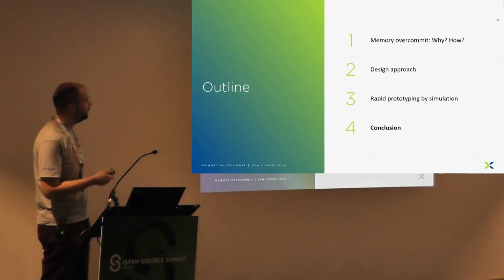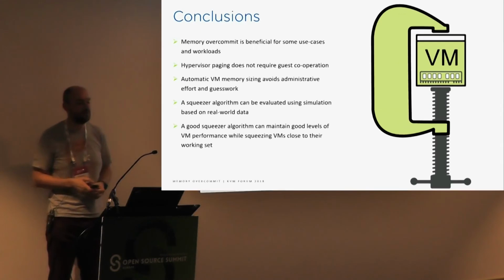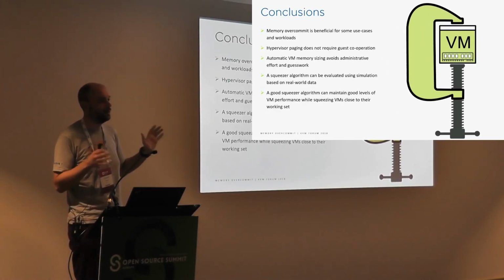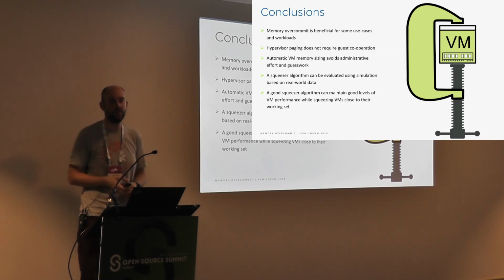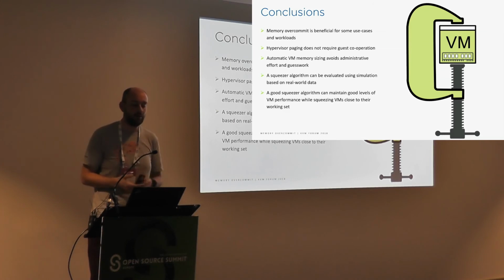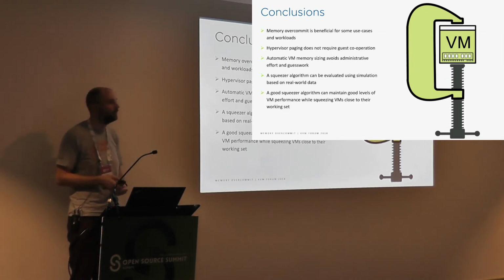So that brings me to the end of the examples I've got time for now. Let me just summarize the main points. So memory overcommit is beneficial for some use cases and workloads. It's not a panacea. We know that there are some workloads and use cases where we don't want to do this, but where it is useful, hypervisor paging is a good technique because it doesn't require guest cooperation. We don't need to trust what's running in our guest.